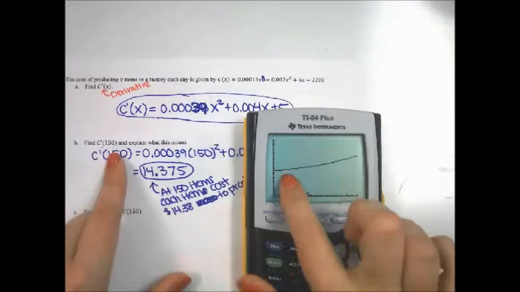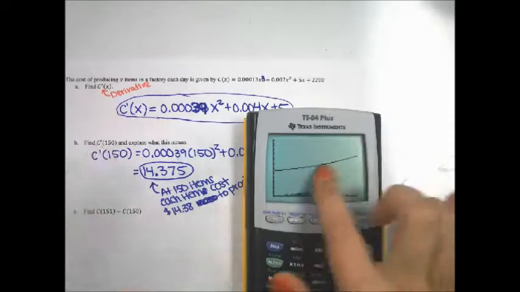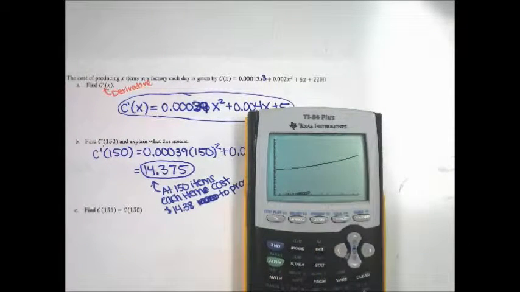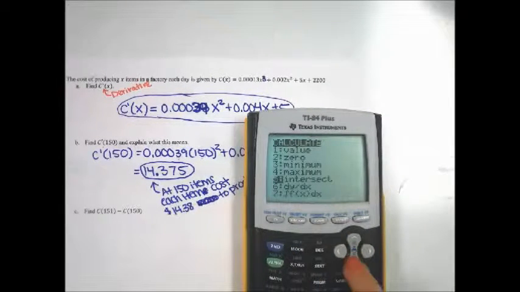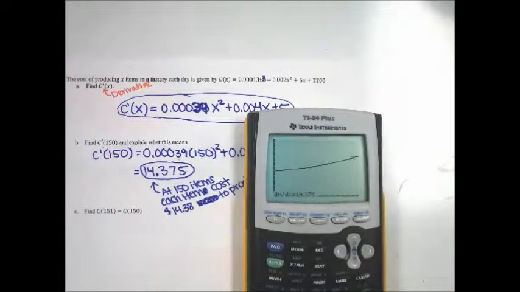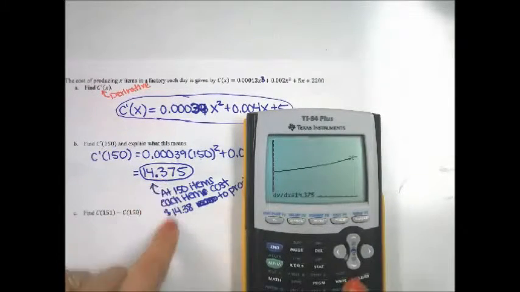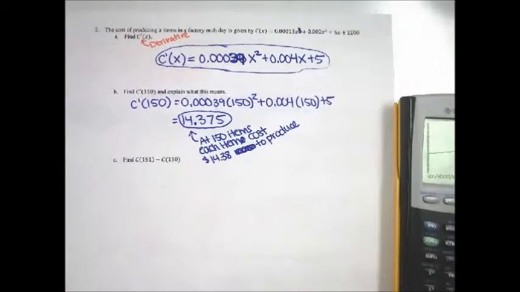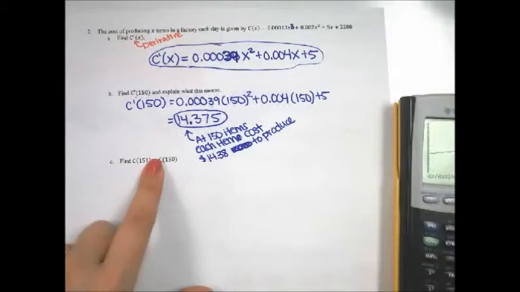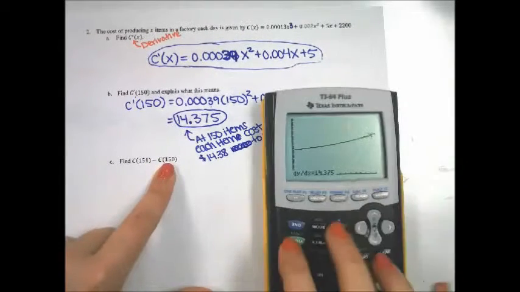So there it is. Over time, it looks like it's actually getting a little more expensive to produce each item. So maybe that has to do with labor or something. So we're going to calculate the derivative at 150. There we go. Same thing, 14.375. For part C, it says find out the cost at 151 minus 150.